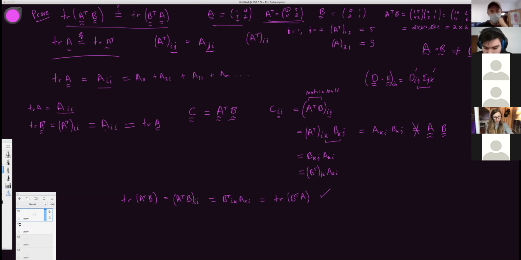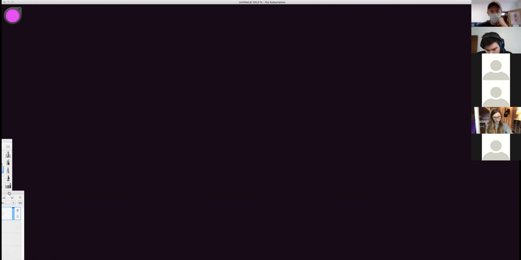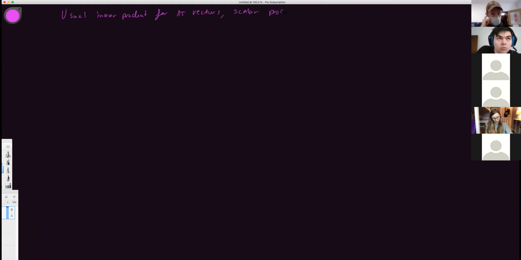Okay, so let's just look at the inner product. So remember that the usual inner product for 115 vectors, right, is the one that you all know and love, right? You just take the components and multiply them together. But it's called a scalar product for a reason, right? Because it ends up with a scalar.